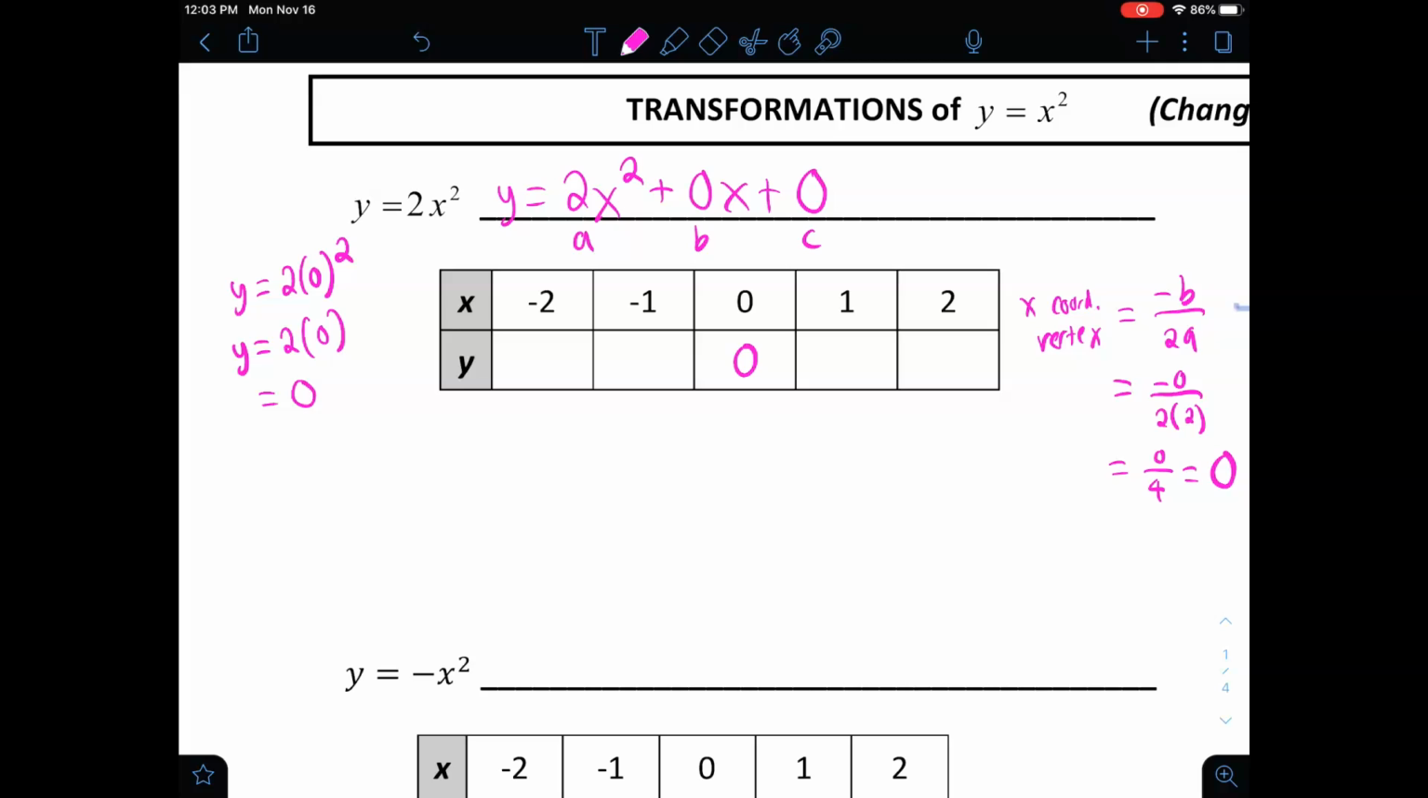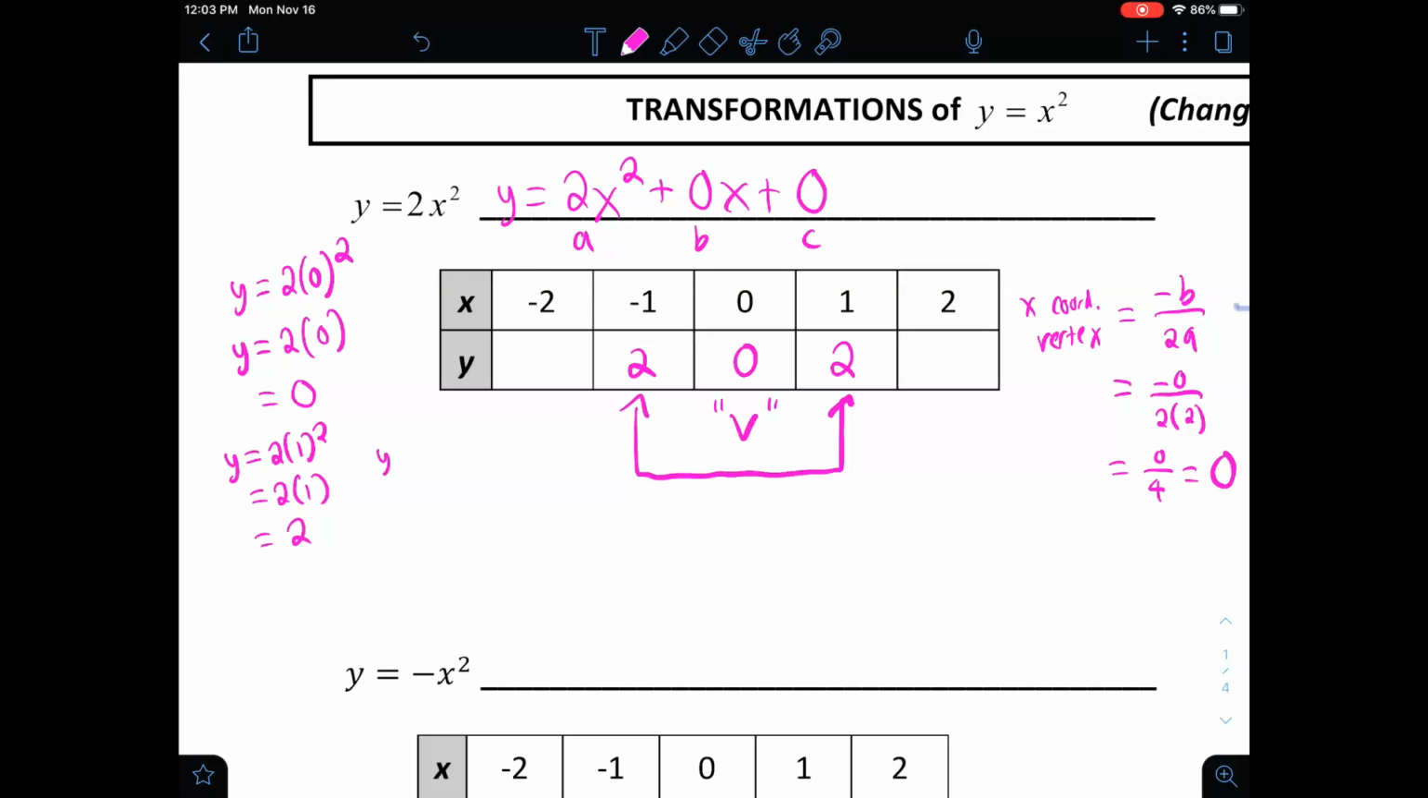Okay, let's do 1 and 2 now. You could do negative 1 and negative 2, but I think 1 and 2 are easier to plug in. So we're going to do 2 times 1 squared. Well, 1 squared is 1, so we have 2 times 1, which equals 2. So the y-coordinate of the point at 1 is 2, and that means negative 1 is also going to be 2. Wait, let me fix that, sorry. So we have 2, this is the vertex. So we got 2 and 2 over here.